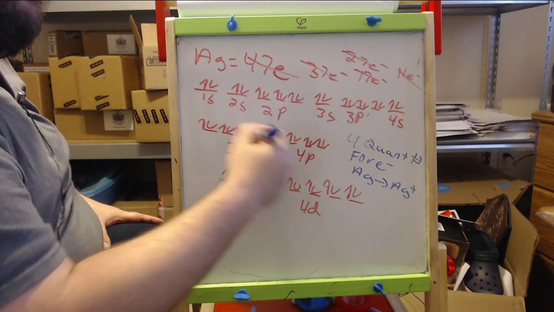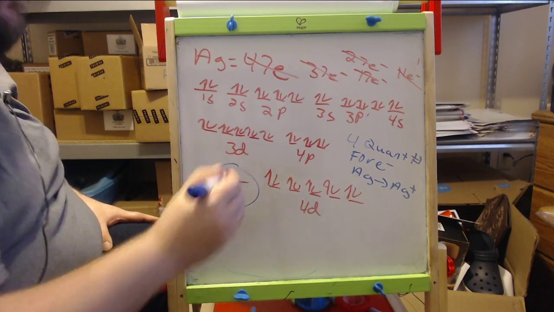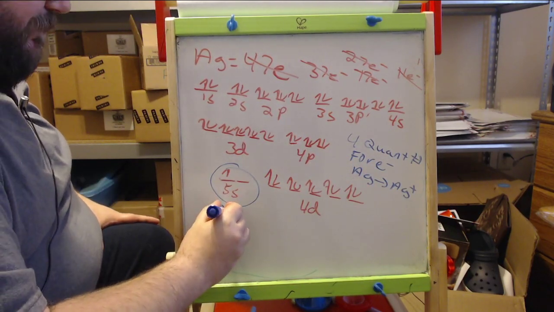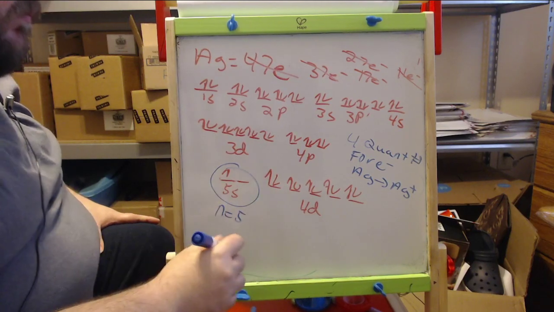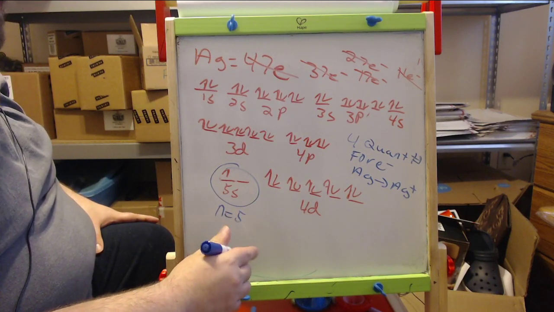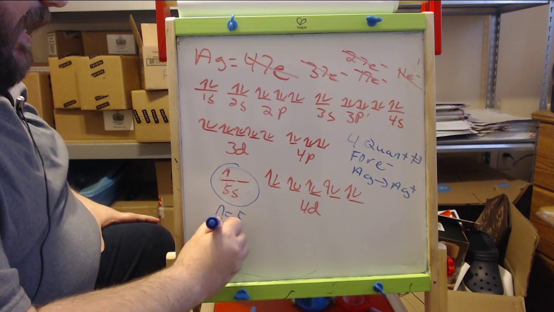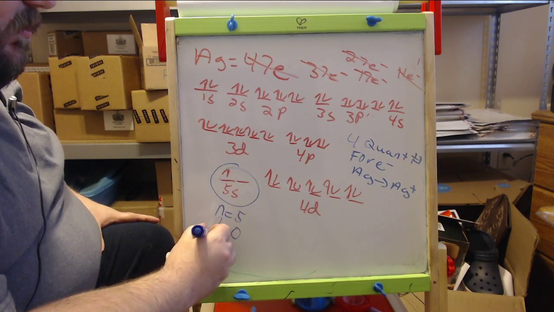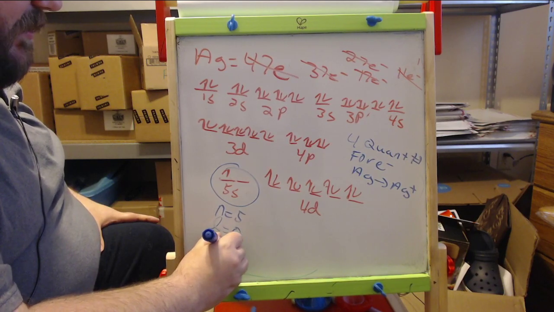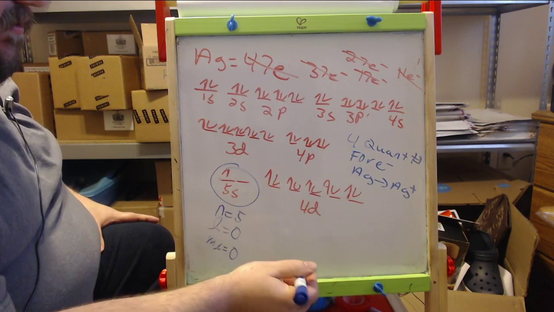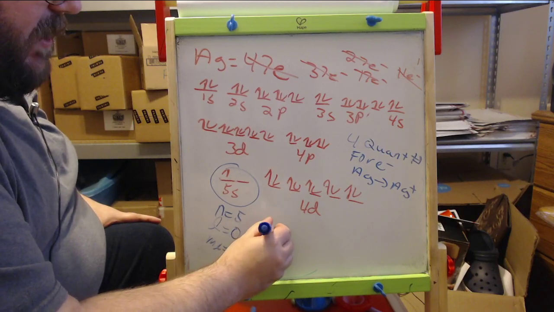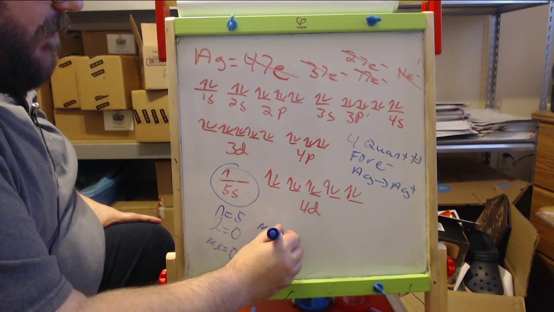Well, it's not going to lose any of these. It's going to lose this one. So to answer this question, we would say, well, we're on the 5th level, so it has to be n equals 5. My L is 0 because I'm an S. My M sub L is 0 because I'm in an S. And my M sub S, you pick. You want plus a half, you want minus a half, whatever one you want.